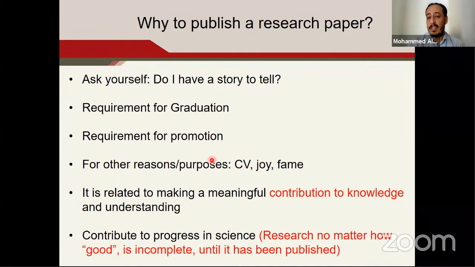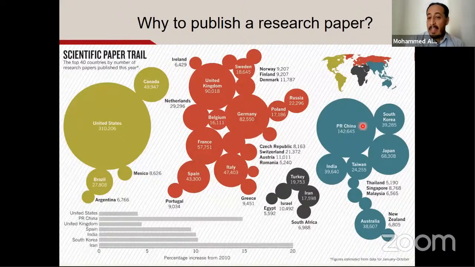Some just publish for their CV or joy or fame. But anyway, any type of publication is a contribution to our knowledge. And remember, research, no matter how good, is incomplete until it has been published. Especially in the third world, many postgraduate students complete their PhD and then just publish their work as a thesis. They don't send it to journals, which is wrong. Okay. The other reason is not just for promotion or graduation.